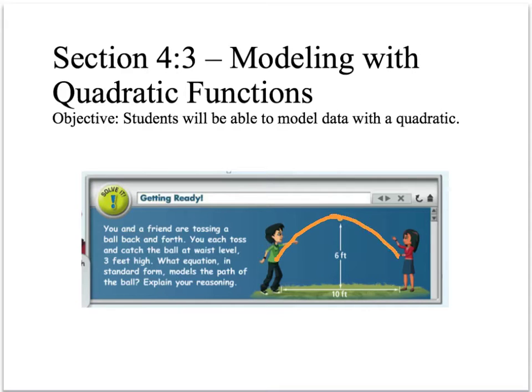So our parabola is going to look something like this. Adam, what were you going to say? They catch it at waist level. Okay, and that waist level is how high? 3 feet. Right.